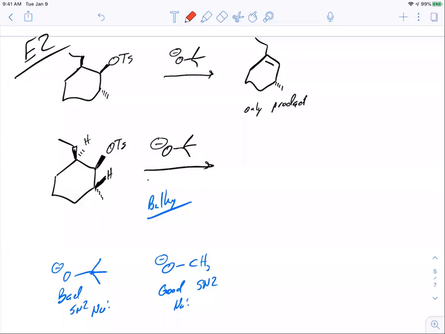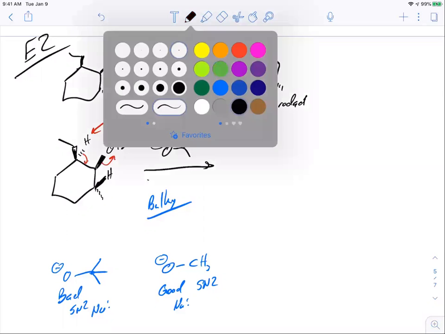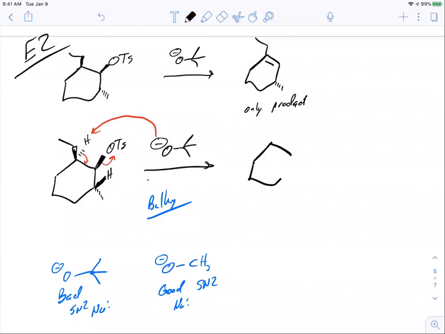So this base is going to pull this proton, and these electrons are going to go around and kick off the OTs, right, my leaving group. This gives me now a double bond, right? And we lose our stereochemistry because we've gone planar. And this is the only product. So what would explain the only product? Now, what do we know about SN2 reactions? SN2 reactions are stereospecific, right? I have to have backside attack.